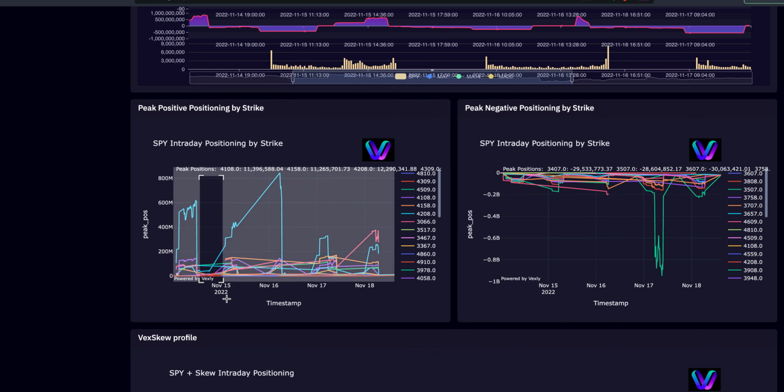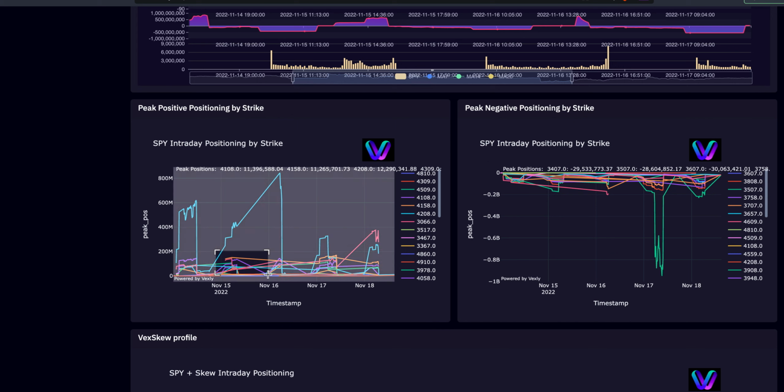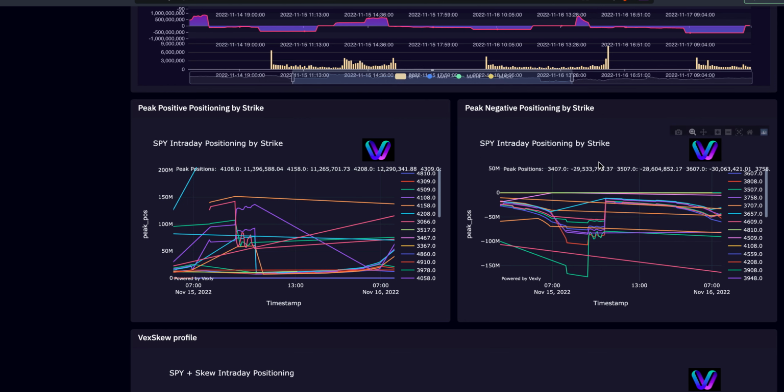Another tell over here was this 15 section. It's a bit messy, but you have positive positioning over here, and then you also got the negative positioning over here, which was near a low. I need to add some log scale to this to make it easier to read.